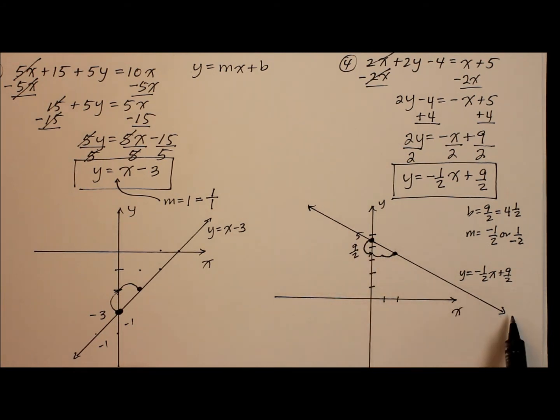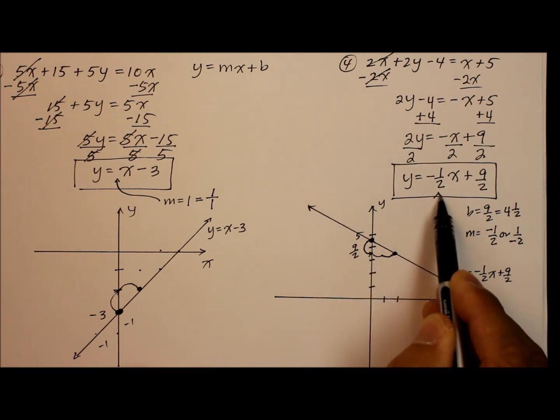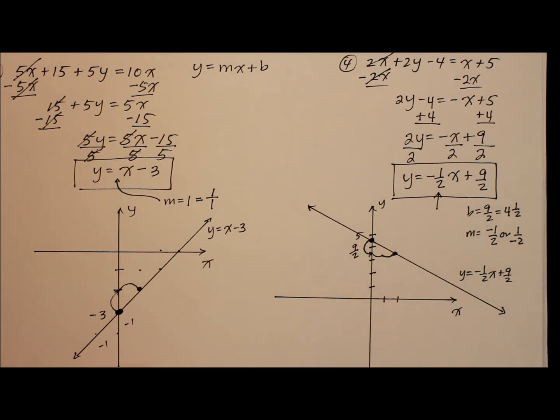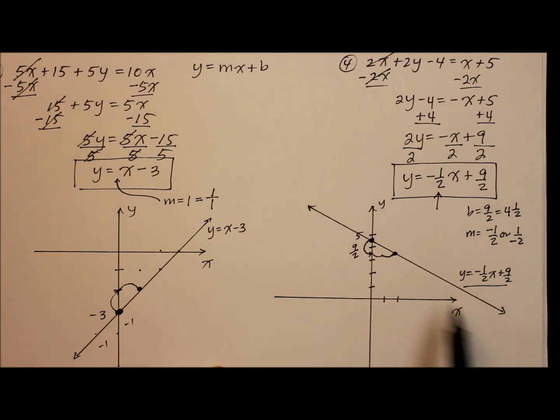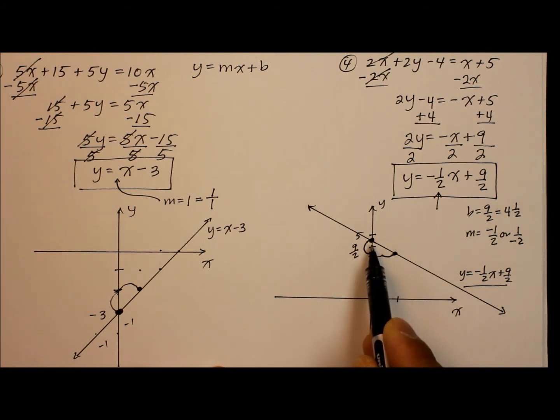So when you draw the line, you have a slope that's negative going down from left to right, which represents the negative slope over here. Okay? And then this equation, y is equal to negative 1/2 x plus 9/2, represents this negative slope line going through the point 4.5 or 9/2 right over here. Okay? All right.